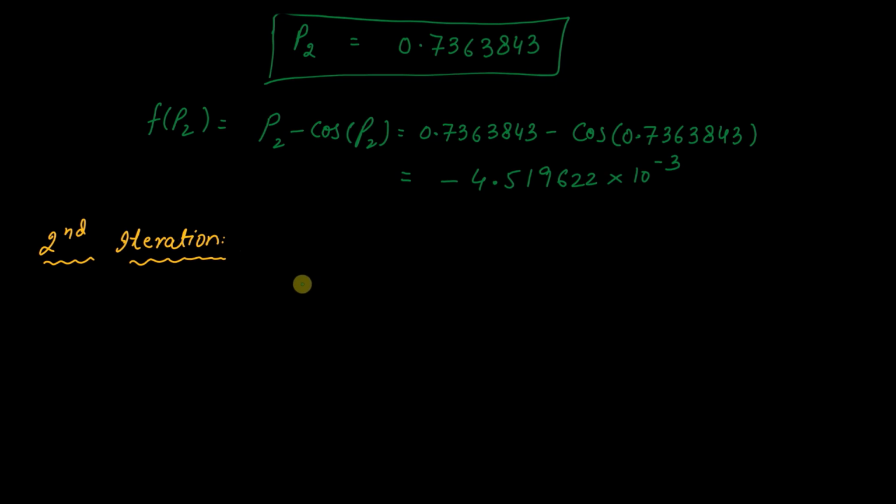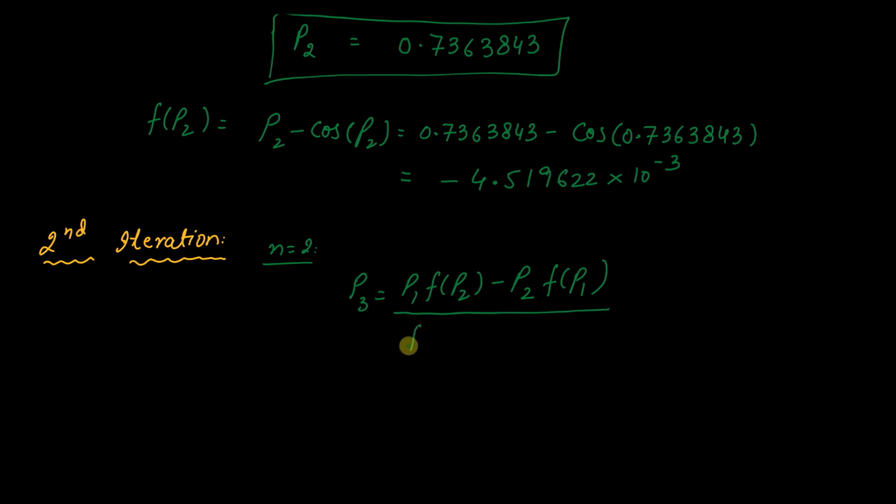So for the second iteration, the customized formula is, in that case, we need to substitute n equals 2 in our general formula. So the customized formula will be P3 equals P1 f of P2 minus P2 f of P1, and in the denominator, we have f of P2 minus f of P1.